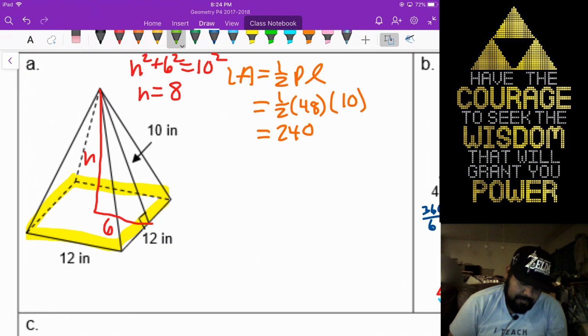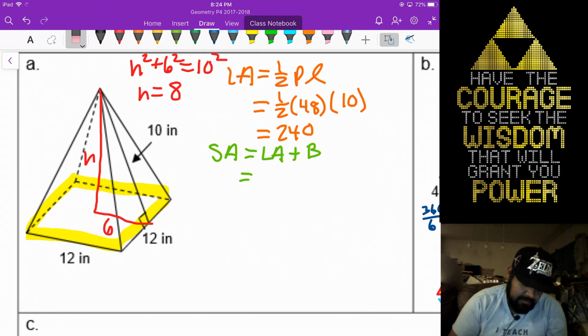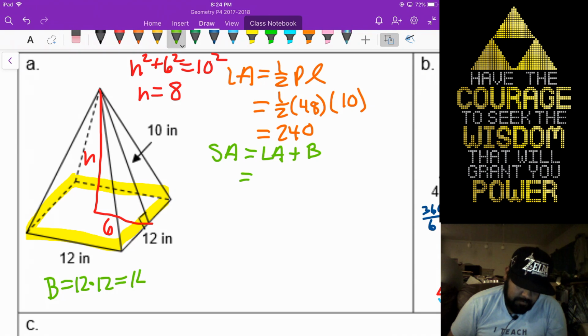Surface area is going to equal lateral area plus one of your bases. So our base area is 12 times 12, which equals 144. So that'll be 384.